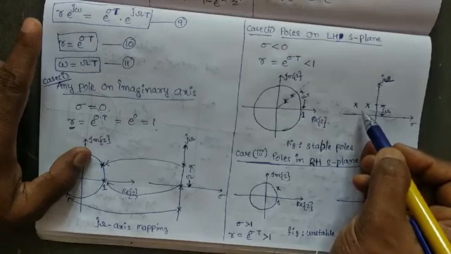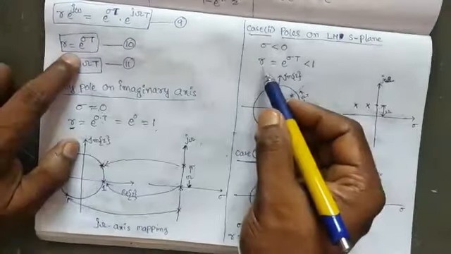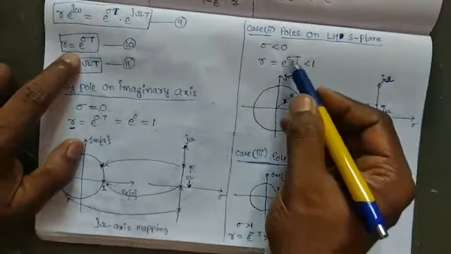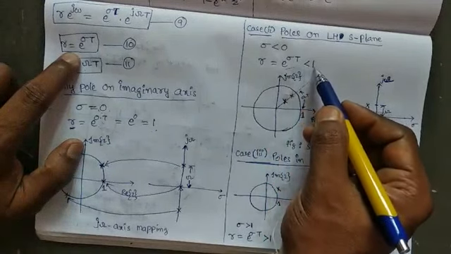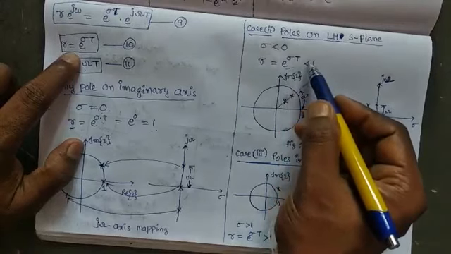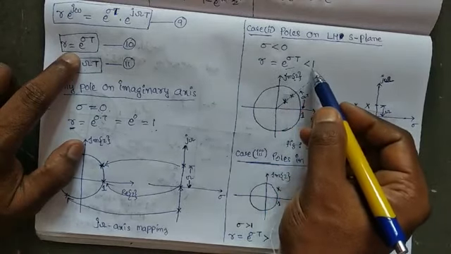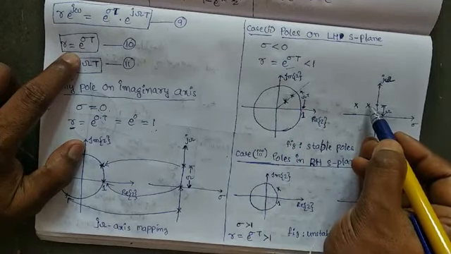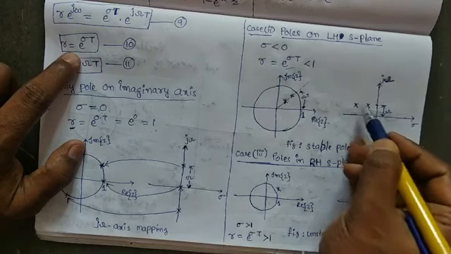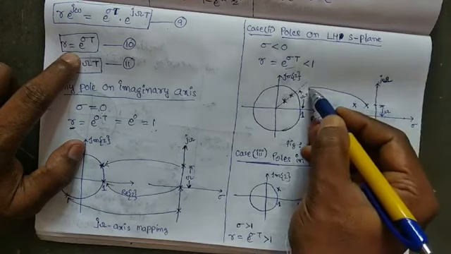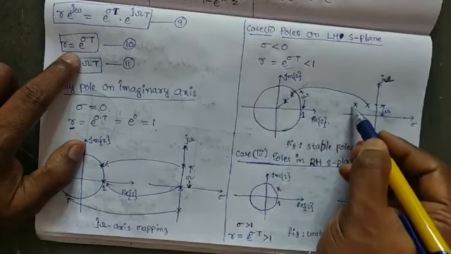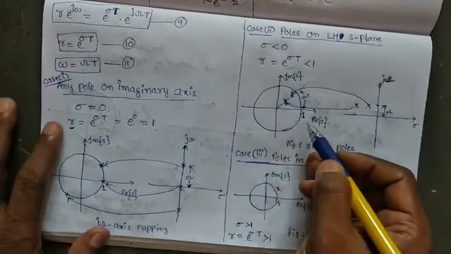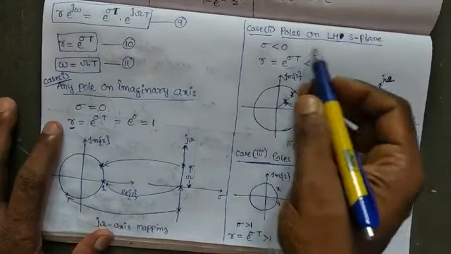Sigma less than 0 means R, we calculate the R from equation 10. R is equal to e power sigma t. This e power sigma t value is less than 1, which means R is less than 1. So we are mapping the poles in the left half S plane into poles which lie inside the unit circle in the Z plane. This is the second case.